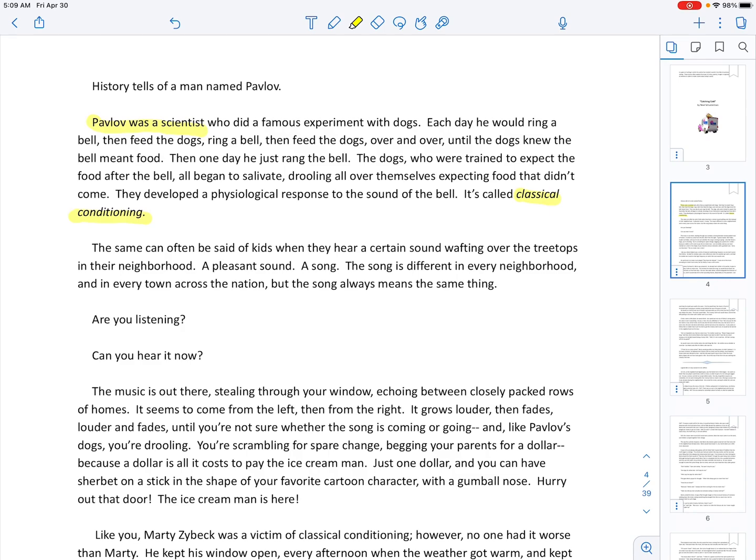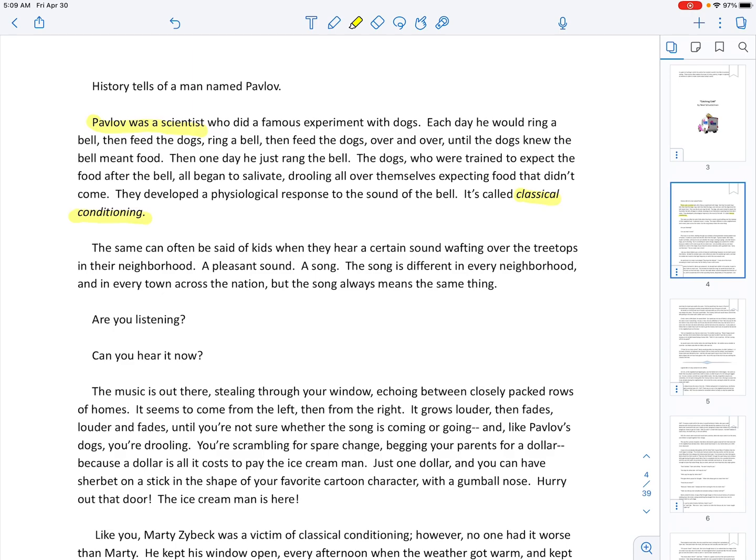The music is out there, stealing through your window, echoing between closely packed rows of homes. It seems to come from the left, then the right. It grows louder, then fades, louder, and fades, until you're not sure whether the song is coming or going. And, like Pavlov's dogs, you're drooling. You're scrambling for spare change, begging your parents for $1 because $1 is all it costs to pay the ice cream man. Just $1.